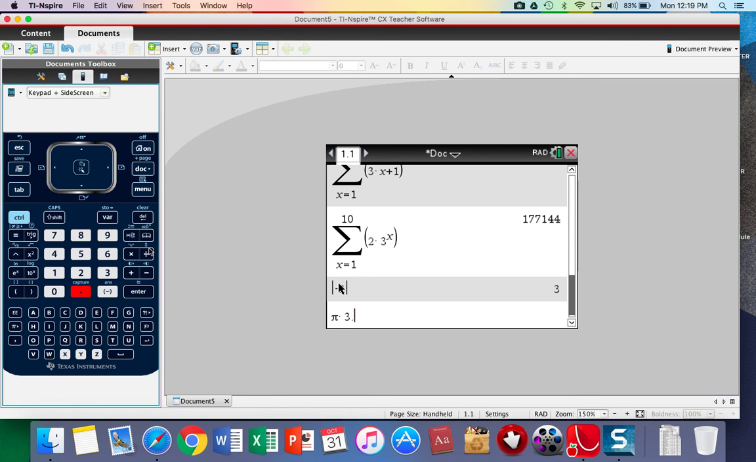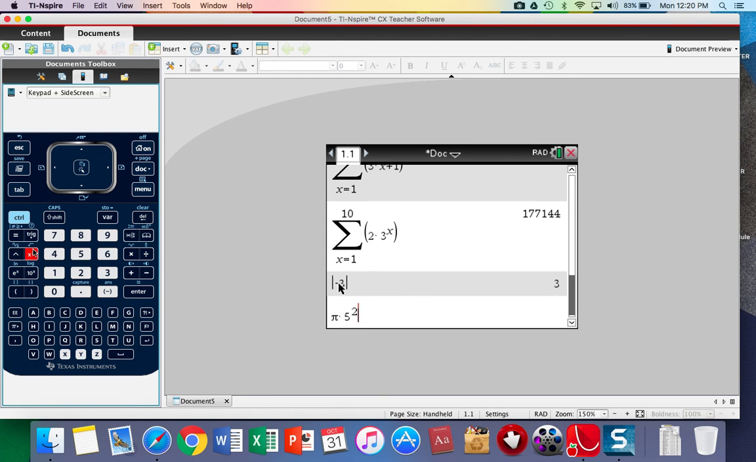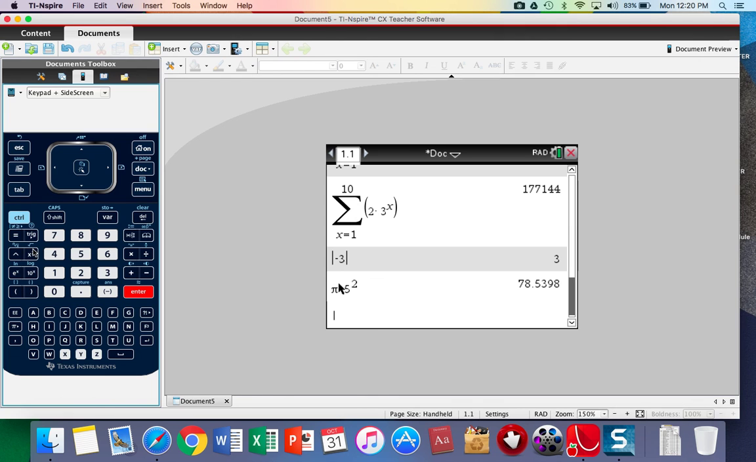I said the radius is 5, right? So pi multiplied by 5 squared. So this gives you the area of the circle of radius 5 units. Okay.